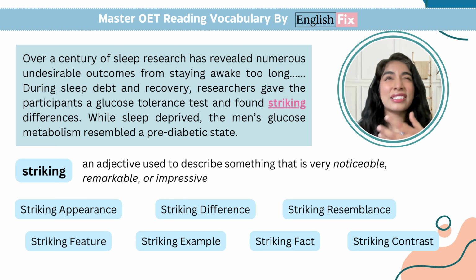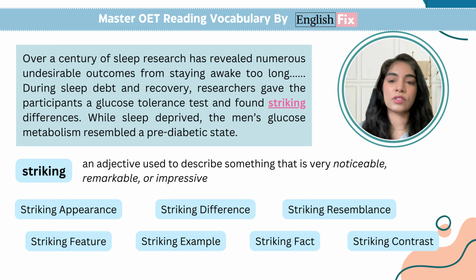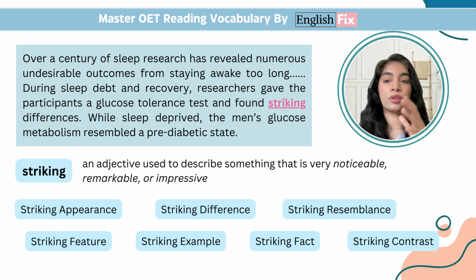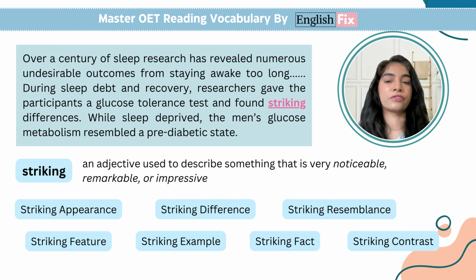It is actually used with some other words, and because it is used with some other words, we call them collocations. And these collocations include striking appearance, striking difference, striking resemblance, striking contrast between two things, or striking fact, a noticeable fact that you should not miss, striking example, an exemplary, extraordinary example, striking feature, not an ordinary feature, very noticeable, usually in a good way, that kind of feature.